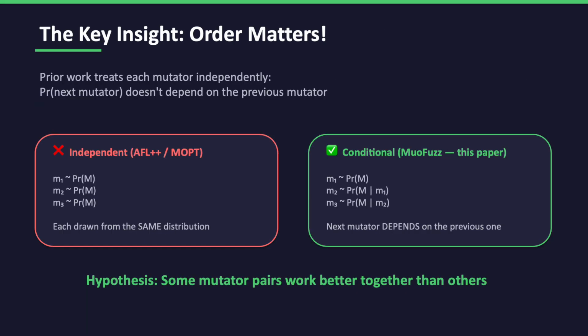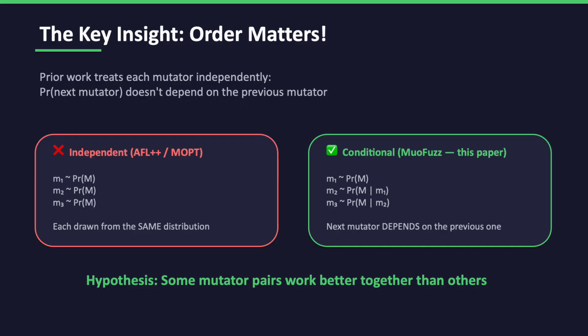Okay, so here we are at the core of the paper. Let me lay it out clearly for you. On the left side of the slide, you see the current approach. AFL++ and MOPT both do the same thing. They sample each mutator from a probability distribution independently. M1 is drawn from P(M), M2 is drawn from the same P(M), M3 is drawn from the same P(M). The choice of M2 has absolutely nothing to do with what M1 was. It's as if you are rolling a die each time and each roll is completely separate.